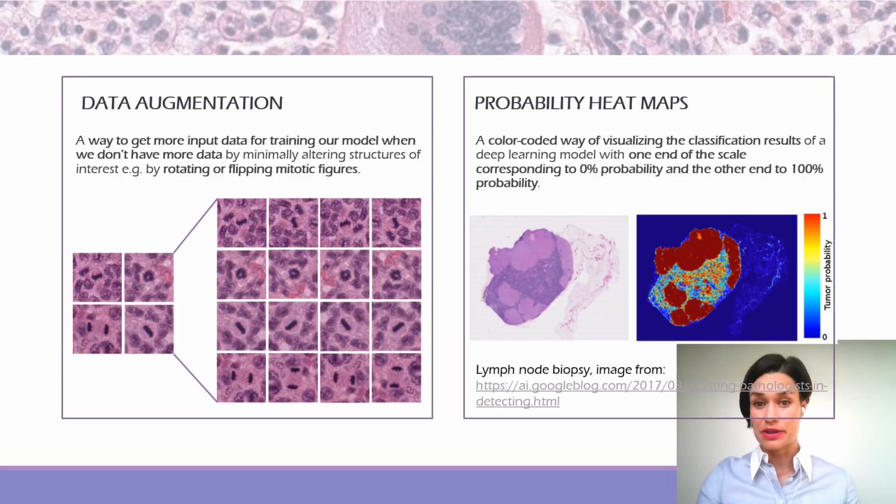What are probability heat maps? This is a color-coded way of visualizing the classification results of a deep learning model. On one end of the scale is a high, 100% probability of a feature, in this case of the tissue being a tumor, and the other end of the scale, the blue one in this case, corresponds to 0 probability. So we can appreciate that in those all-red regions it's probably tumor, and in the regions in between there is a lower probability of tumor.